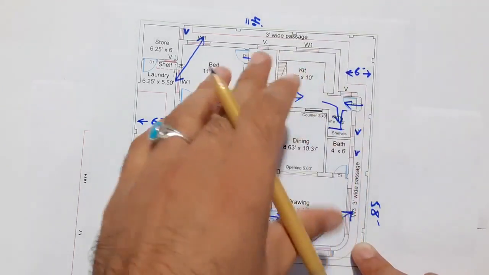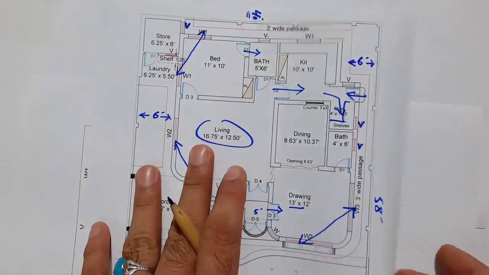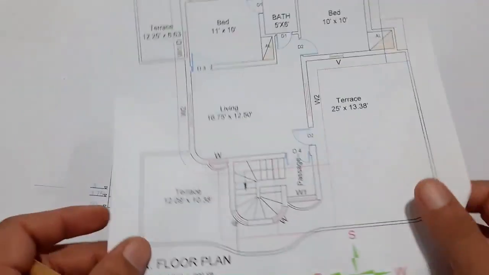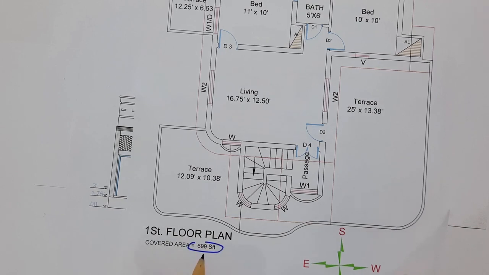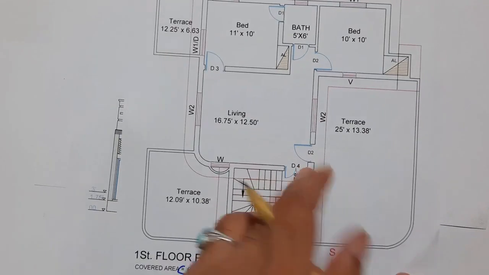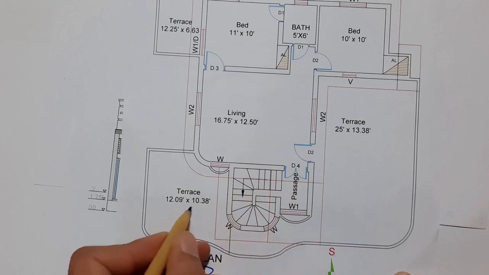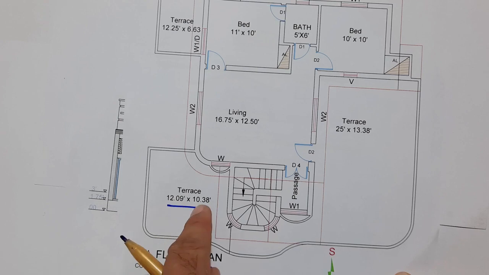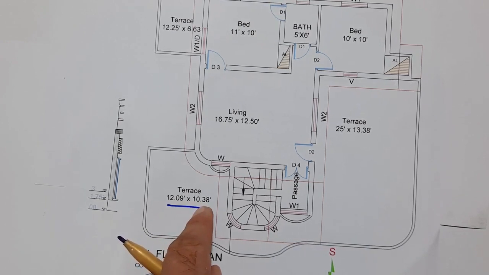Okay, so guys, this is the ground floor plan. Now I will show you the first floor. As you can see guys, this is the first floor, and the covered area of the first floor is 699 square feet. And guys, we have here 2 bedrooms, and you can see this is the stairs. Okay, and this is the terrace, which size is 12 feet 9 inch by 12.09 feet by 10.38 feet.